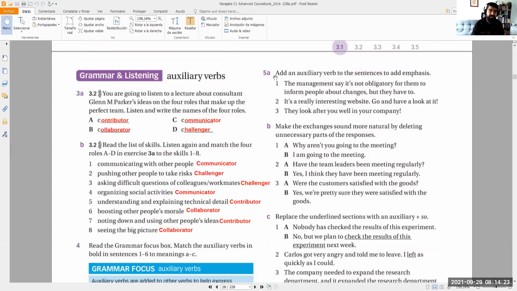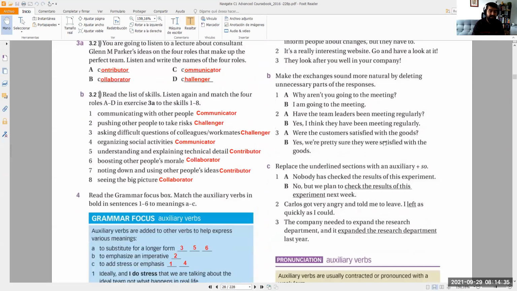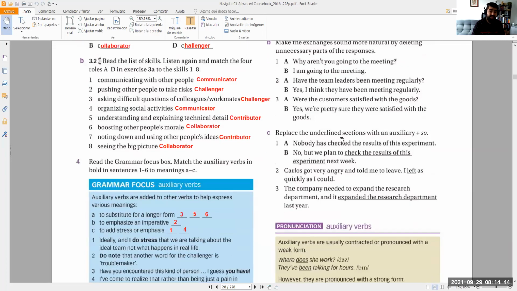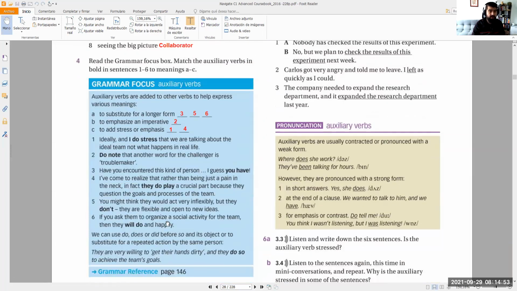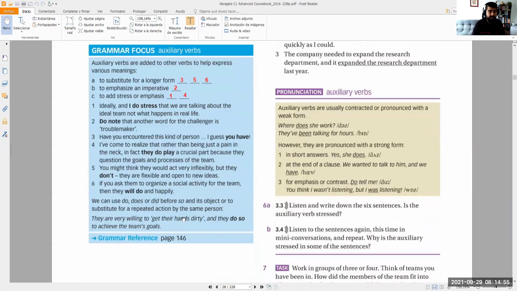As you can see, the first one says, add an auxiliary verb to the sentence to add emphasis. That's one of the uses. Then B says, make the exchanges sound more natural by deleting unnecessary parts of the responses. That would be the first use, which is to substitute for longer forms. And the third says, replace the underlined sections with an auxiliary plus so. That's the other use, which is also described here by the end.